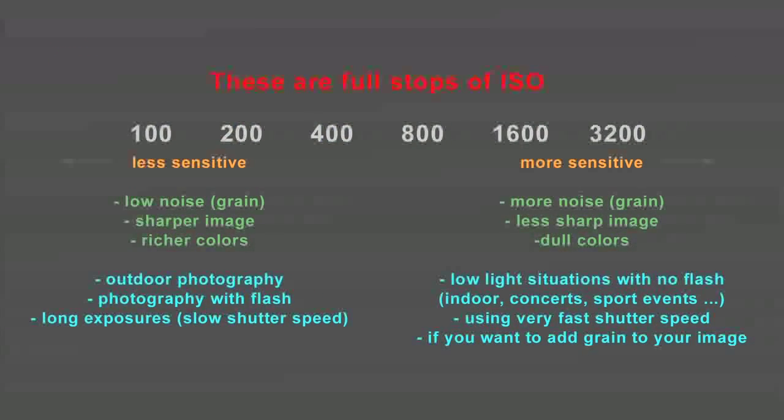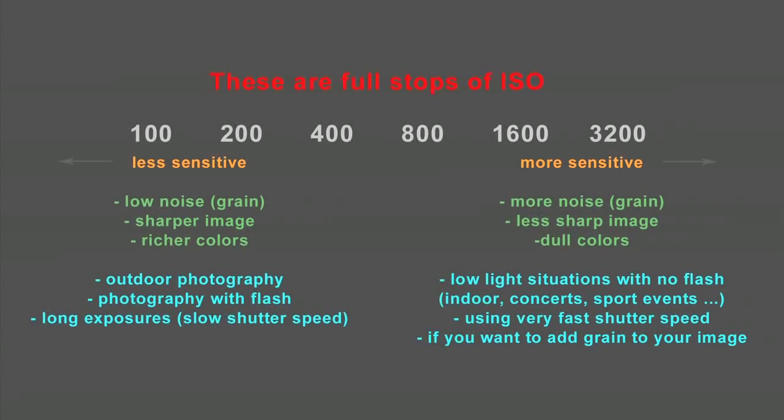Let's take a look. When would we use the high ISO? High ISO we would use in low light situations when we can't use flash. Let's say you are in a church, or maybe you are at a concert or any sport event, or in the theater where flash is simply not allowed, or you don't want to use flash because you want to capture the ambient feeling of the place with the actual lighting without adding any extra light.